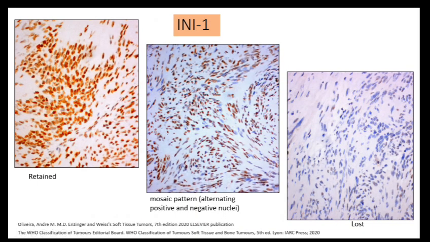So INI1 is a nuclear marker. So this is called a retained INI1. This is called lost INI1. It is lost in the tumor cells. These are the internal control. What do you mean by mosaic pattern? Means you have an alternating positive and negative in the tumor cells. That is called mosaic pattern, just for your understanding.